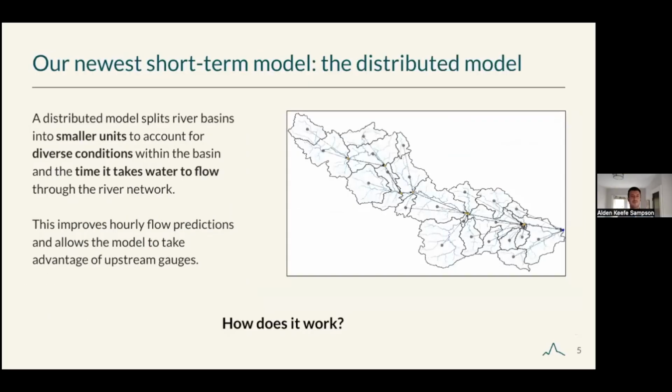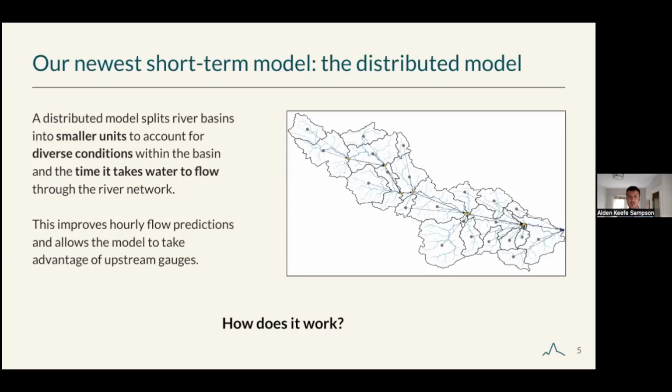Thanks, Alexandra. All right, so I'll just focus a little bit on how the distributed model works under the hood, but starting back up a little bit higher, what is a distributed model? A distributed model is a river hydrology model that breaks a larger river basin into smaller subunits in order to account for the diverse hydrologic conditions across the larger basin and to account for the amount of time it takes for water to flow through the river network.